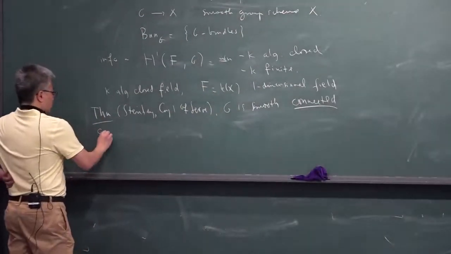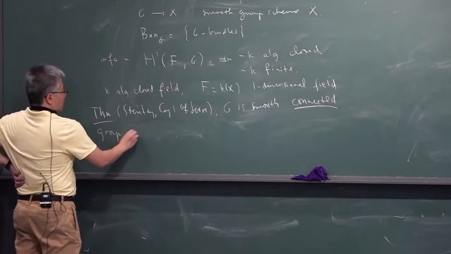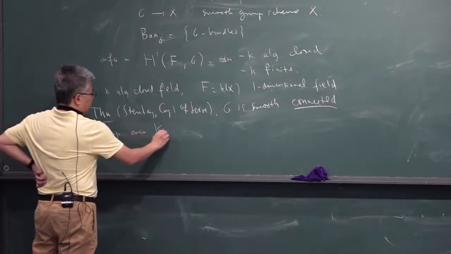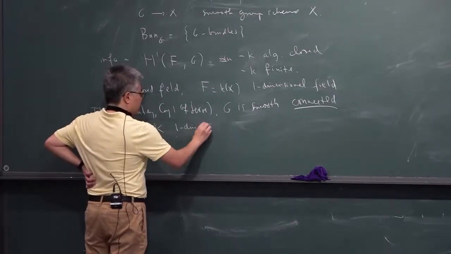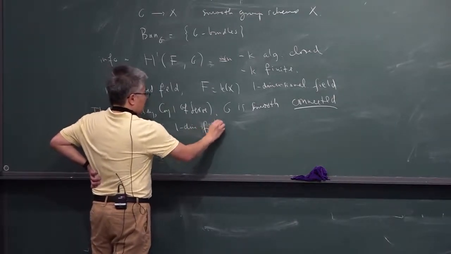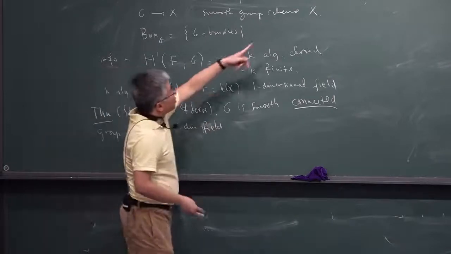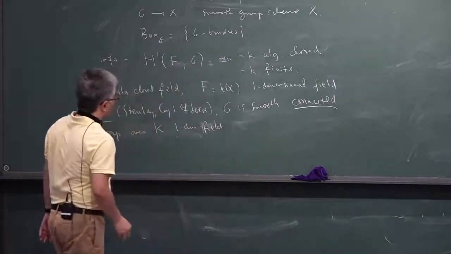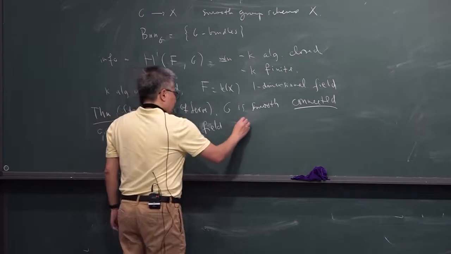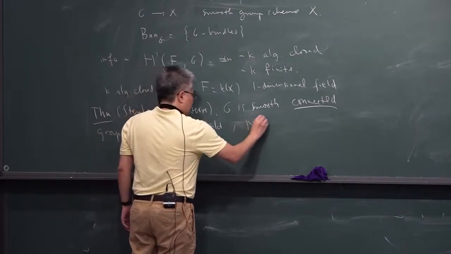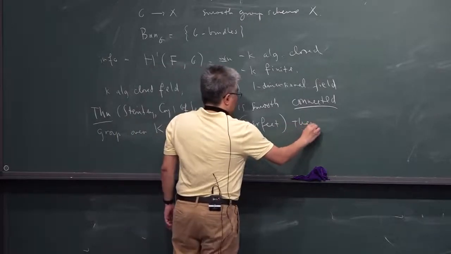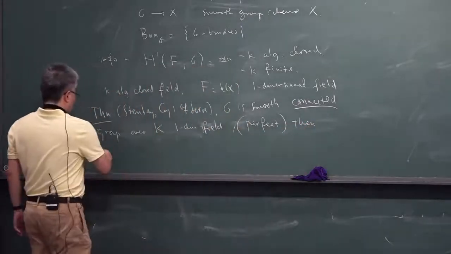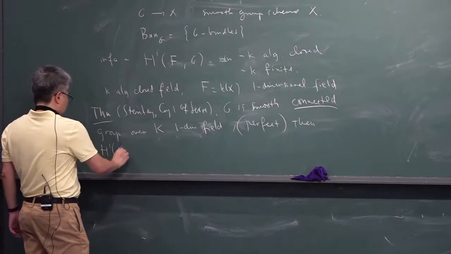Time vector 2 over K, which is one dimensional over some algebraically closed field. One dimensional field that is equal to scales, and perfect, then H1 is called GE2.